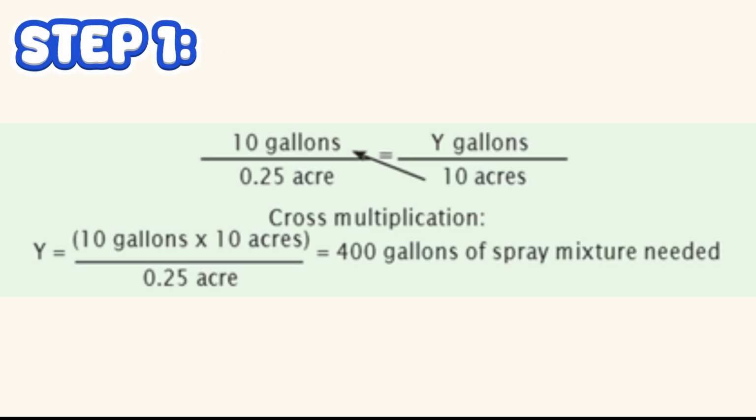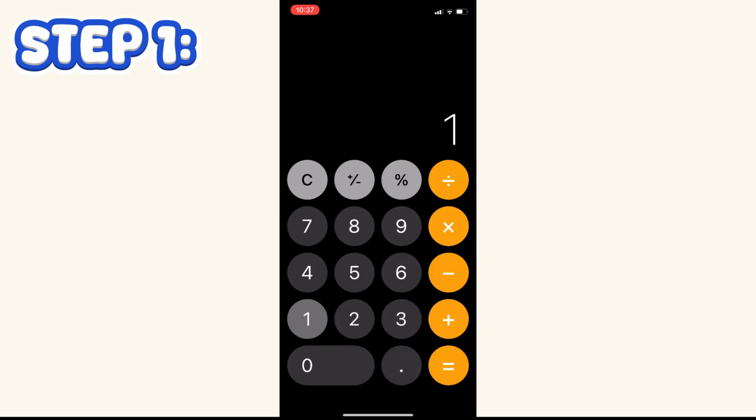Alright, while we're having fun, let's keep working our algebraic equation. Once again, we need to figure out what y is. So we know we have a 10-acre application area. Now, we're going to take 10 gallons and times it by 10 acres. So we're going to use cross multiplication as you're seeing here. And then we're going to divide that number by 0.25. So in essence, as I'm showing you here on a calculator, we're going to do the 10 gallons times 10 acres divided by 0.25, and this is going to show us we need 400 gallons of spray mixture.